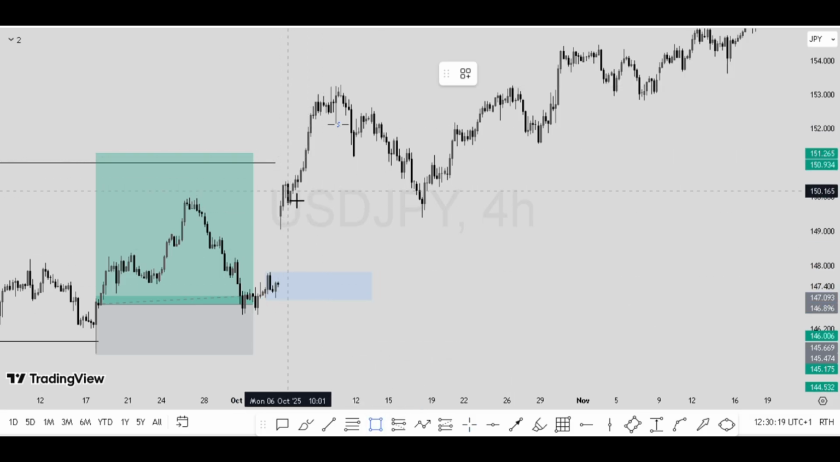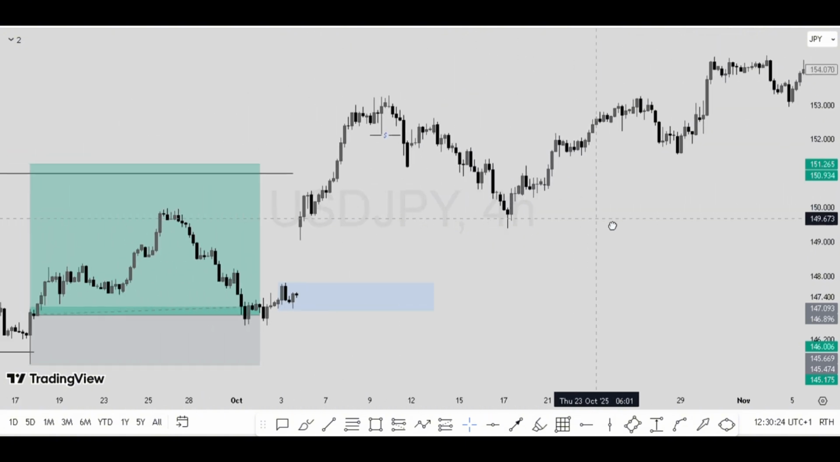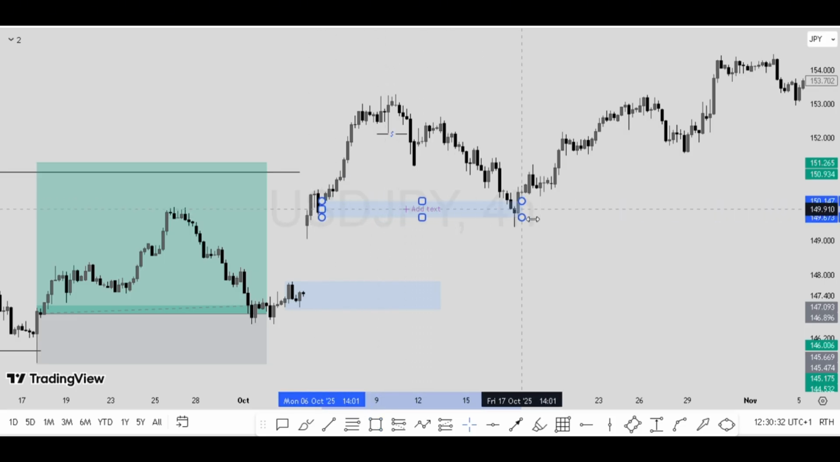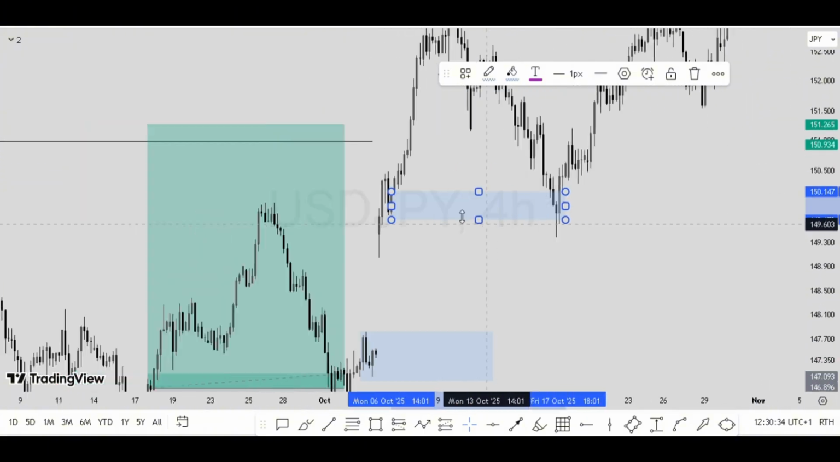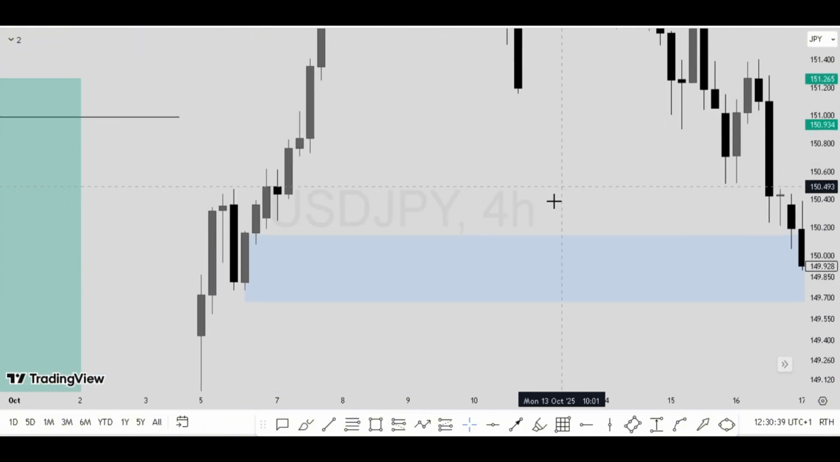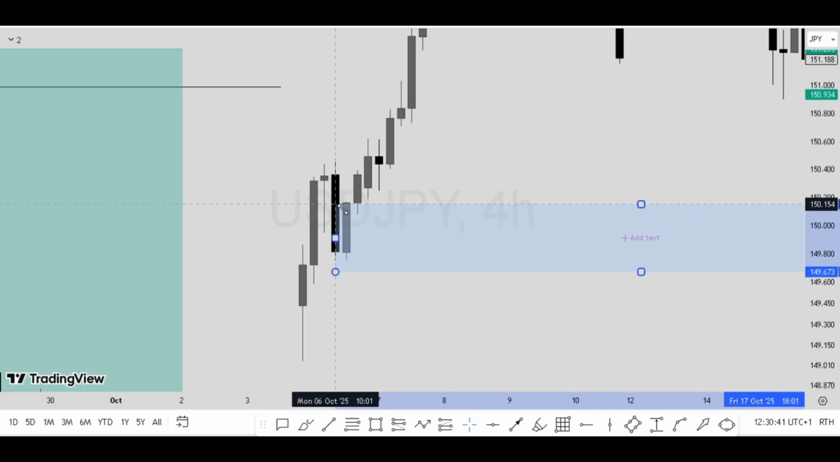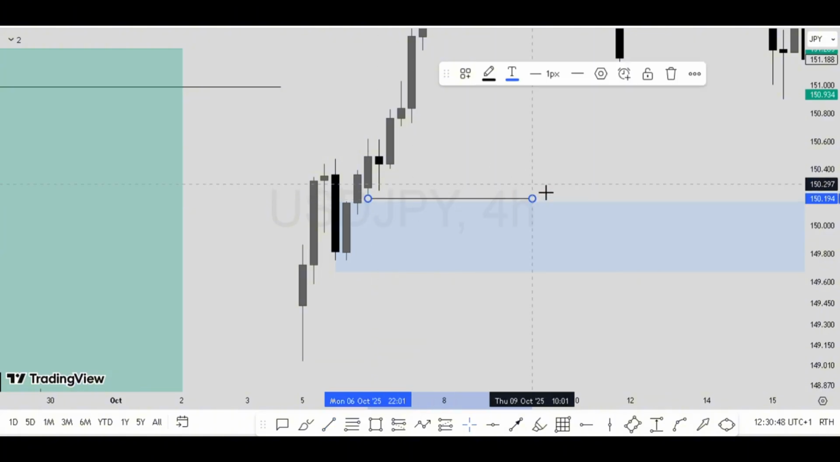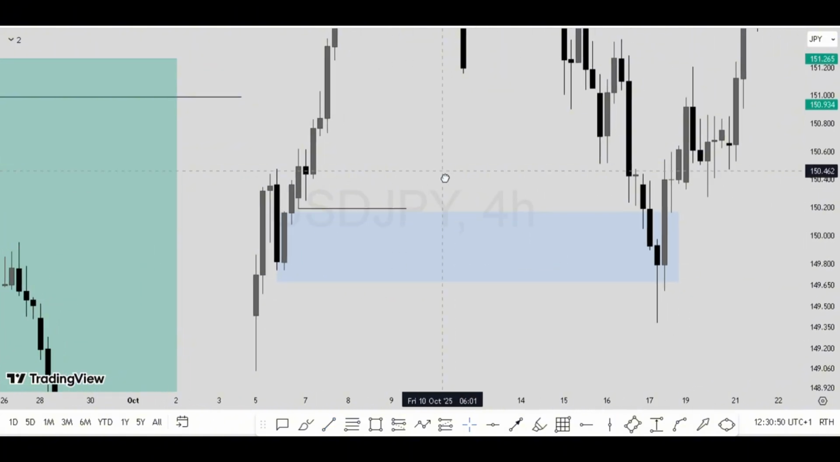And I think I can see. Let me see if I have a valid pullback here. This valid pullback, yes, a very small imbalance. I think, yes, it has a very small imbalance. If you want to check it, you can look at it this way. Let's look at it together. You can see, so this is a valid pullback and it has an imbalance here. So it's a valid order block for us.